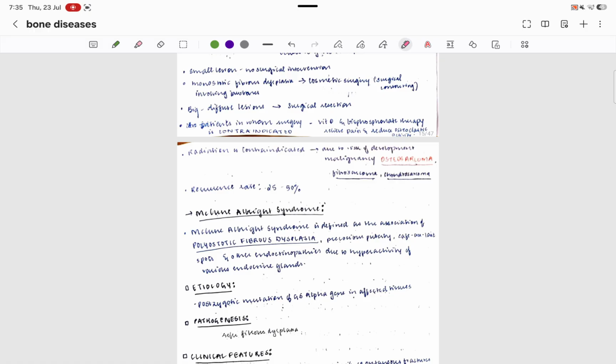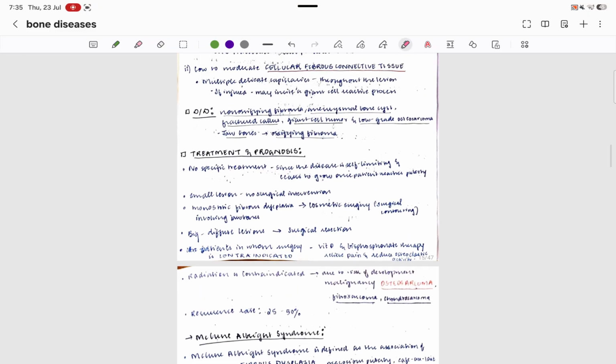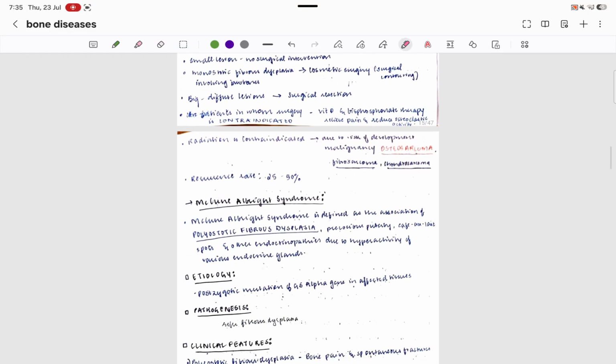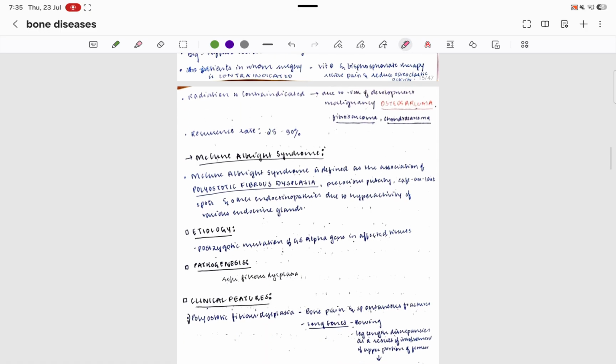For the patient in whom surgery is contraindicated, vitamin D and bisphosphonate therapy is given for the treatment. In a few patients who have big lesions, the surgery would be contraindicated as well. Radiation is also contraindicated in this therapy. If there is radiation for any of these, it could lead to osteosarcoma, fibrosarcoma or chondrosarcoma. Recurrence is 25 to 50%.